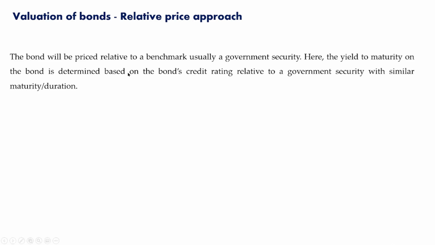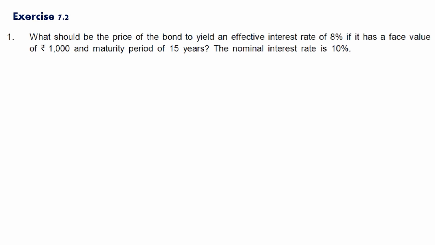Now moving on to the relative price approach. In this relative price approach, the bond will be priced relative to some benchmark, usually a government security. The government security can be certificates of deposit or any financial instruments issued by the government. So that security will be used to price the bond. Here the yield to maturity on the bond is determined based on the bond's credit rating relative to a government security with similar maturity or duration. So usually a benchmark government security is used to determine the value of a bond.